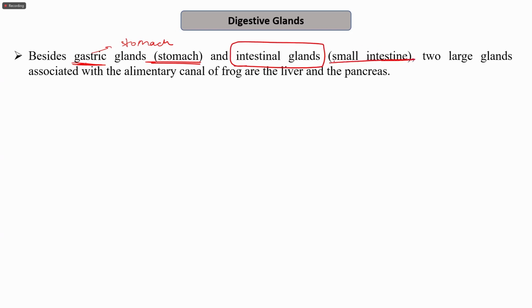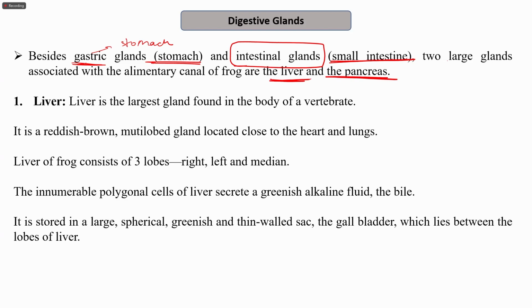These intestinal glands are present in the small intestine. So two large glands associated with the alimentary canal of frog are the liver and the pancreas. So liver is the largest gland found in the body of vertebrate.